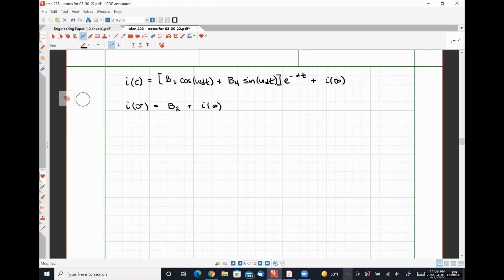So what was the inductor current at 0 plus? 0.4 amps.